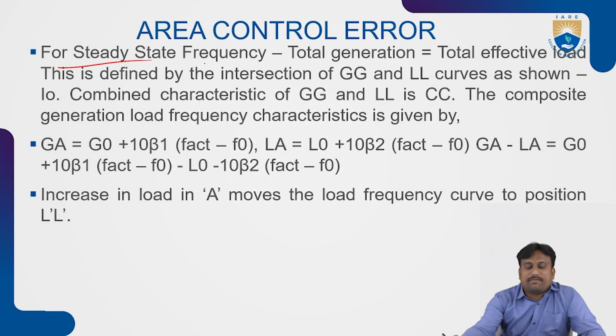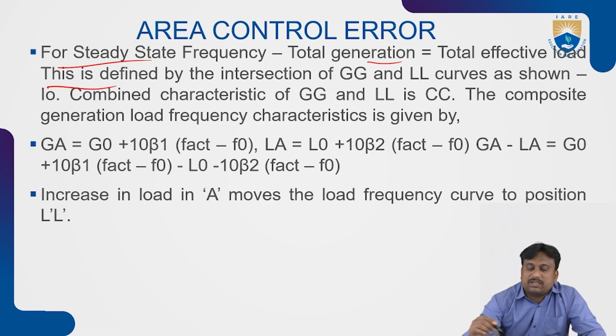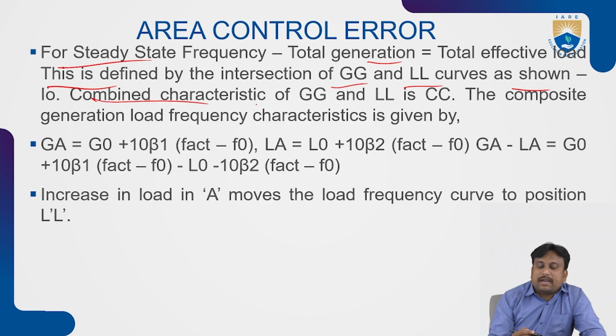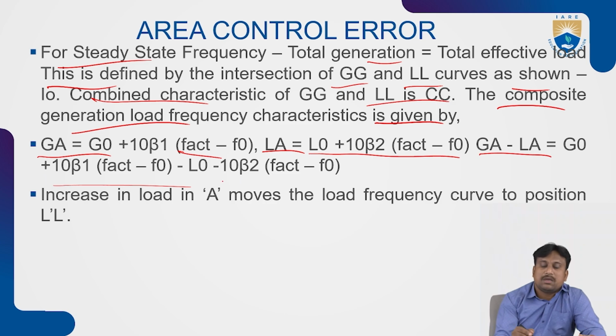For steady state frequency conditions, total generation equals total effective load. This condition must be satisfied, and it is defined by the intersection of the G2G and L2L curves. Earlier we showed this as I0. The combined characteristic of GG and LL is CC. That composite generation and load frequency characteristic is given by GA equals G0 plus 10 beta 1 times the actual frequency minus F0, and LA equals L0 plus 10 beta 2 times the actual frequency minus F0. This gives GA minus LA equals G0 plus 10 beta 1 times the actual frequency minus F0, minus L0, minus 10 beta 2 times the actual frequency minus F0.